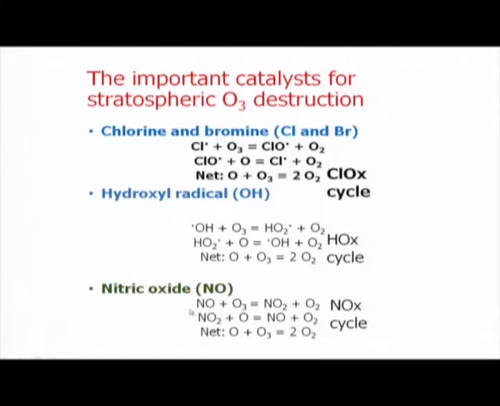Similarly, nitric oxide present in the atmosphere also can bring in reduction in the concentration of ozone. Nitric oxide can react with the ozone and forms nitrogen dioxide plus molecular oxygen, and the nitrogen dioxide can react with the atomic oxygen, forms molecular oxygen and nitric oxide. So, the net result is again atomic oxygen can react with the ozone to form 2 molecules of molecular oxygen. In both the cases, through hydroxyl radical and nitric oxide, ozone depletion is taking place.